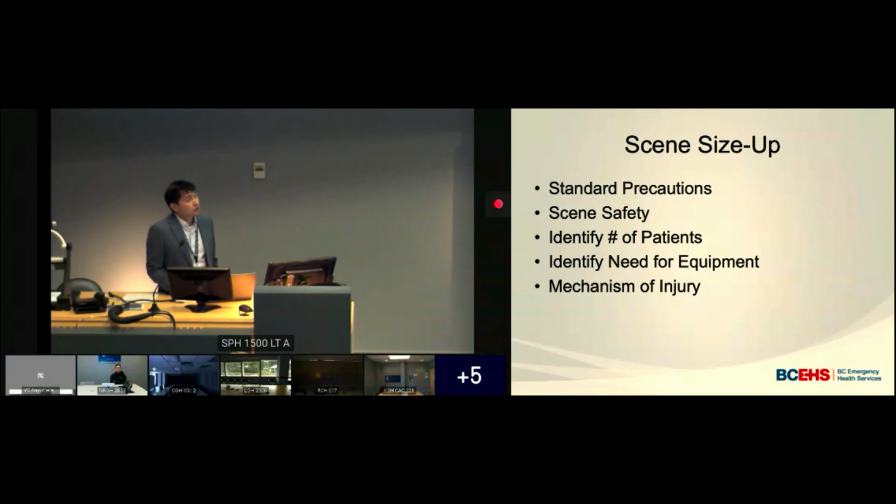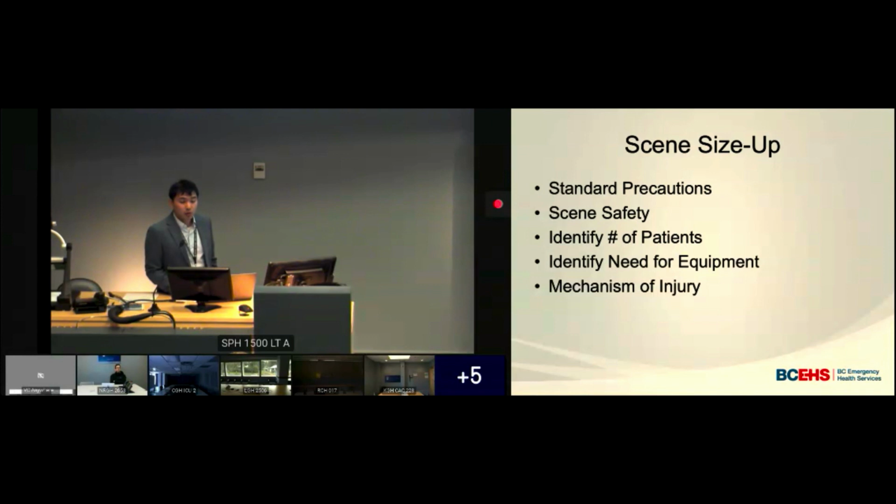So standard precautions: personal protective equipment to prevent any exposure to infectious materials, wearing high-vis gear and your helmets, and evaluating the scene for potential dangers to you, your patients, or any bystanders. Looking at the number of patients: is this a mass casualty incident? Do you need more help? If there's more than one patient, do you need other crews? Do you need more advanced crews like ACPs or CCPs if you're an EMR or a PCP crew?